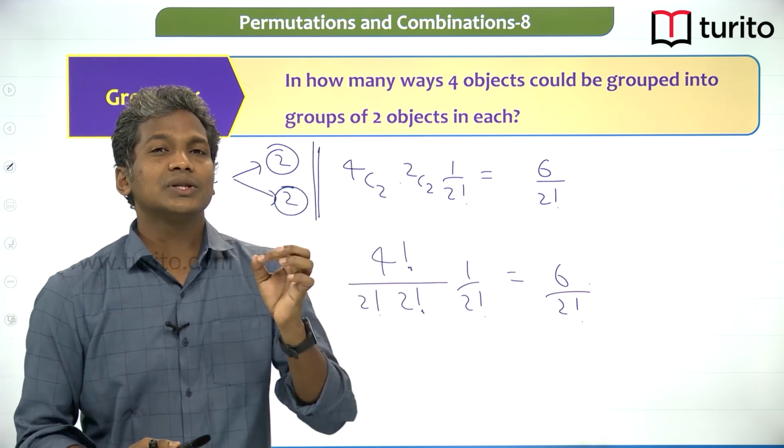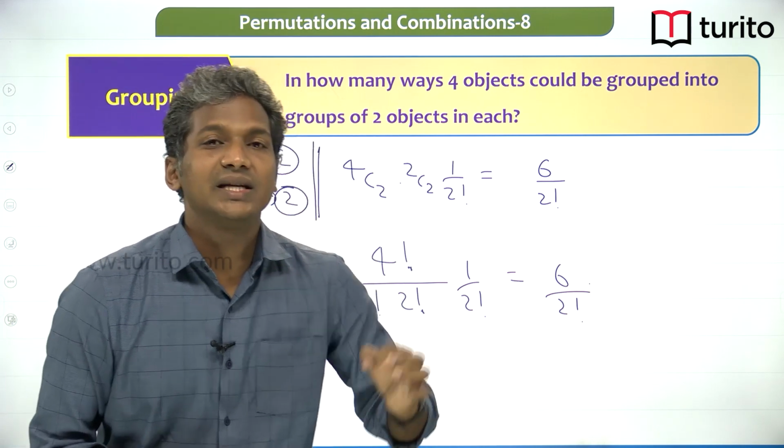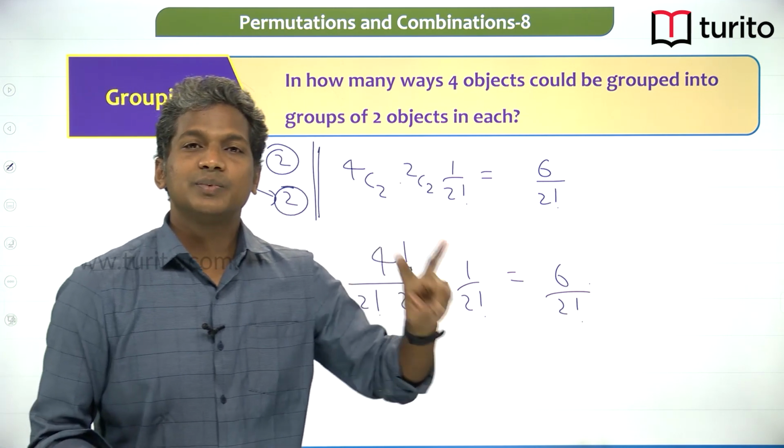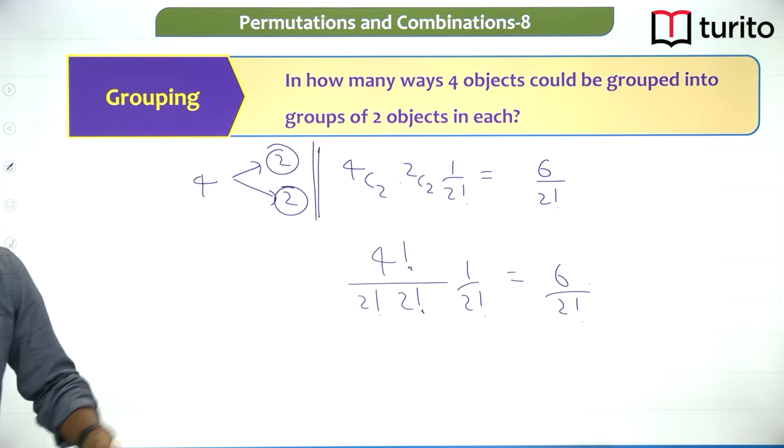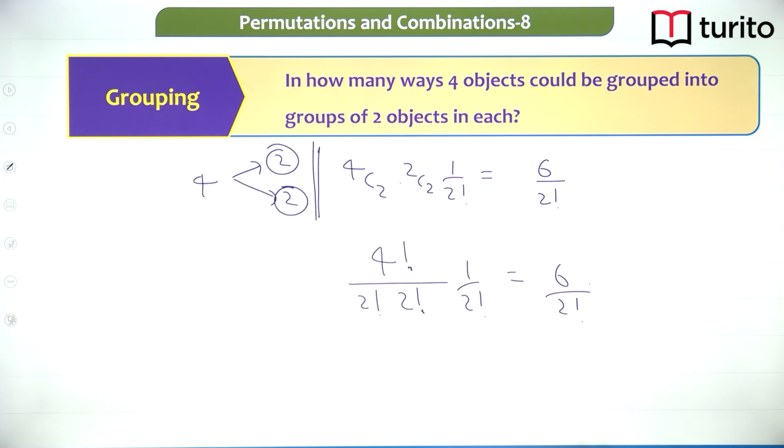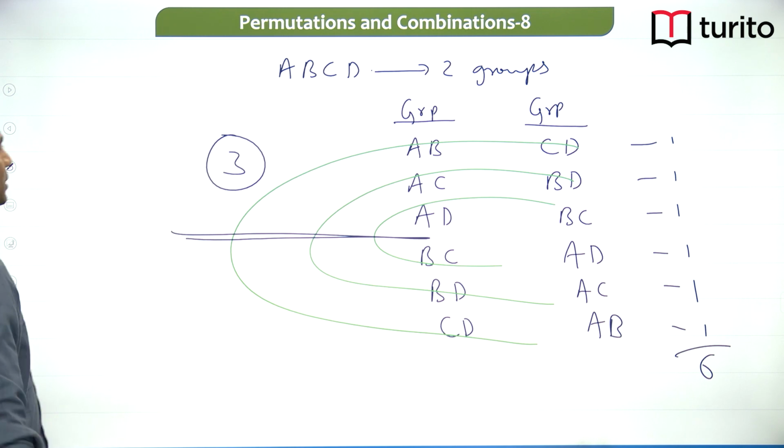Now based on this, you also need to make a note. When there is symmetry, we divide. When groups are having the same numbers, then there will be symmetry. Come on, make a note of this. This page also.